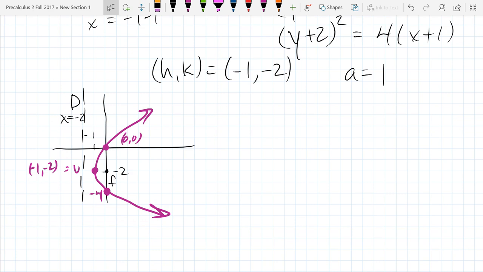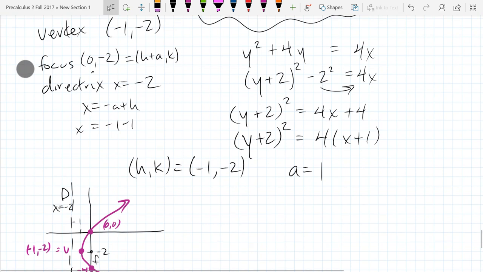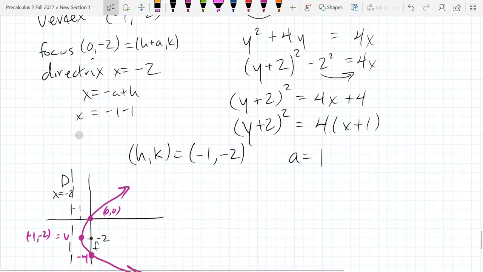So there's our parabola graphed out. Any questions on the focus or the directrix? Once you know a, h, and k, you're pretty much in the clear, as long as you have that chart.